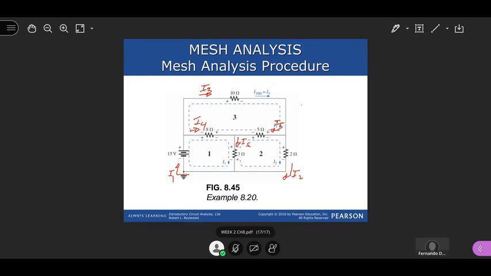Okay, let's do one example. And then we take a break after we do this example. And then after that, we're going to go to Thevenin theorem, maximum power transfer. And I think we will finish the day with that.